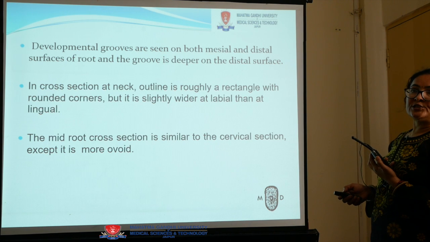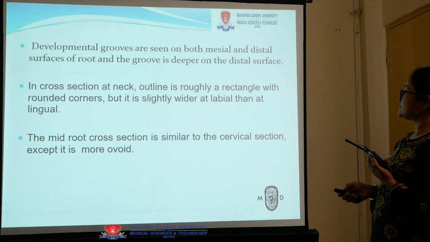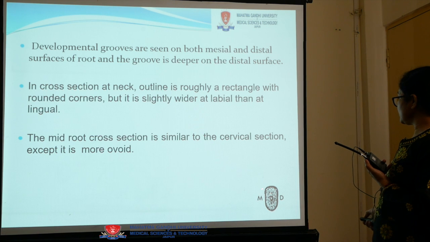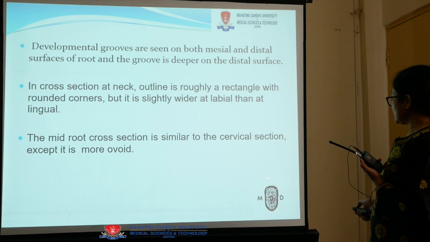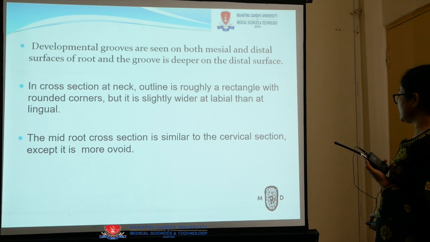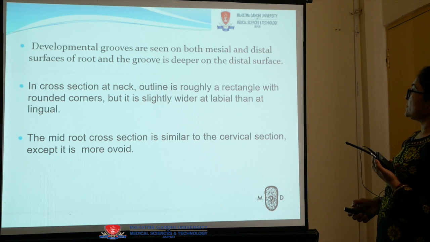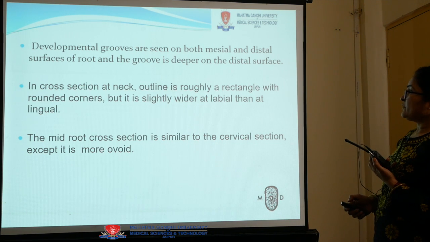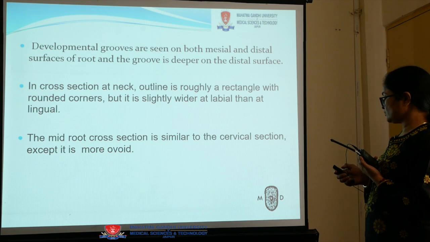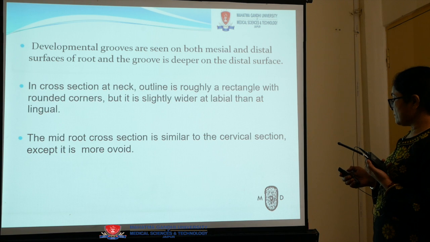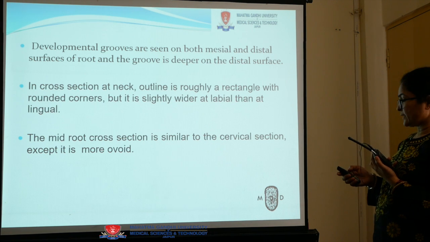When we take a cross section of the root at the neck, the outline is roughly rectangular in shape. You can see the outline is roughly rectangular, but it has rounded corners, and by this diagram you can clearly see the labial one is wider than the lingual. This is the labial side of the root and this is lingual, and the labiolingual dimension is comparatively more than the mesiodistal diameter. But when we take the root cross section at the middle, it is similar to the cervical section, but it is comparatively more ovoid than rectangular.